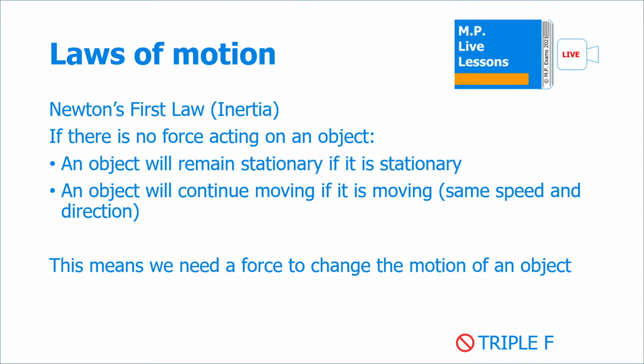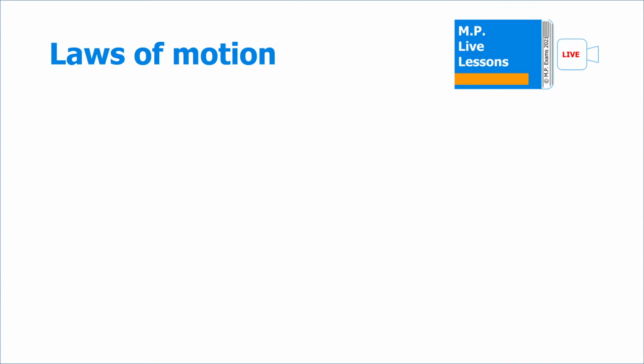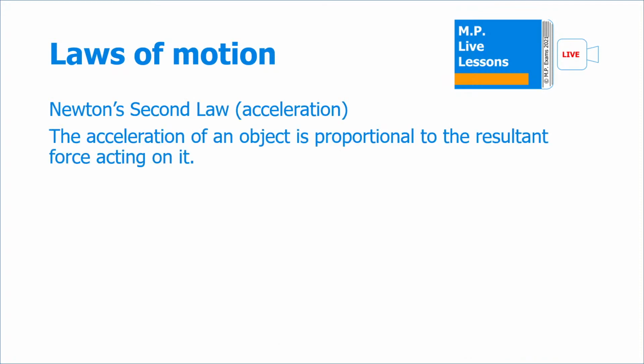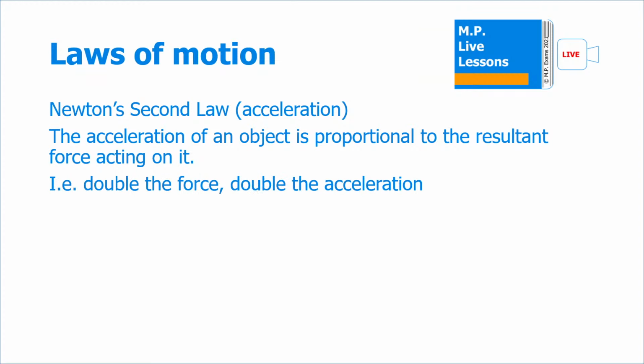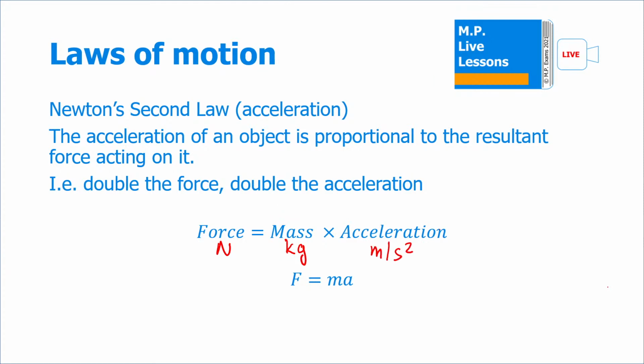Now how we change the motion is in Newton's second law, acceleration. So the acceleration of an object is proportional to the resultant force acting on it. That means if we double the force, we double the acceleration. However, this depends on the mass of the object, and hence we get this familiar formula. And we'll label the units again. Newtons for the force, mass in kilograms, and acceleration in meters per second squared.